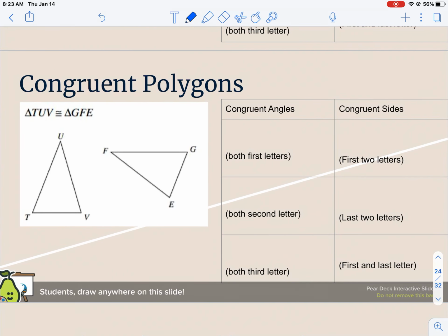All right, here's another example. Again, I use this statement right here. Triangle TUV is congruent to triangle GFE. So I know angle T is congruent to angle G because those are the first letter of each triangle. Angle U is congruent to angle F, second letter of each triangle. Angle V is congruent to angle E, the third letter of each triangle.